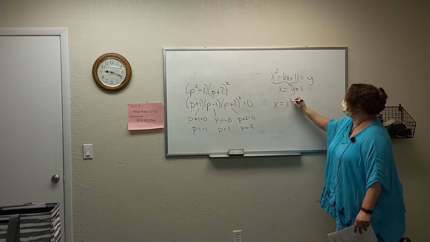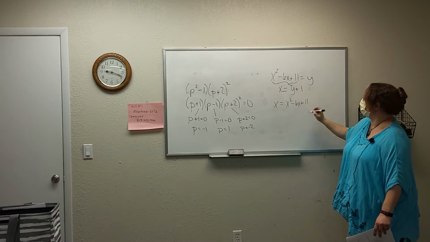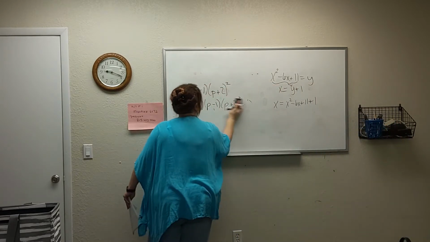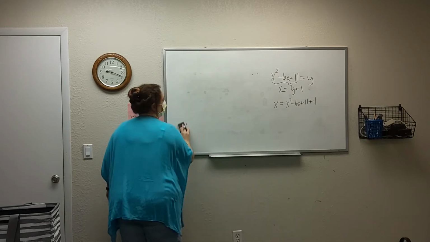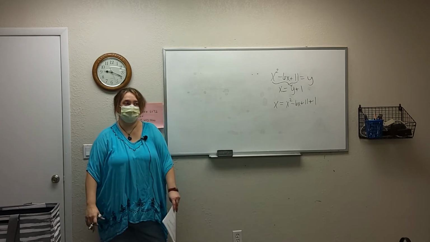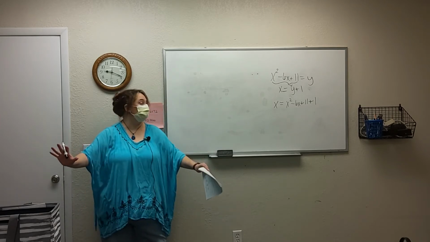So x equals x squared minus 6x plus 11, and then I still have this plus 1 hanging out the end. Okay. Before I keep solving, any questions on how I got that? Are we okay? Yeah? Okay, cool.